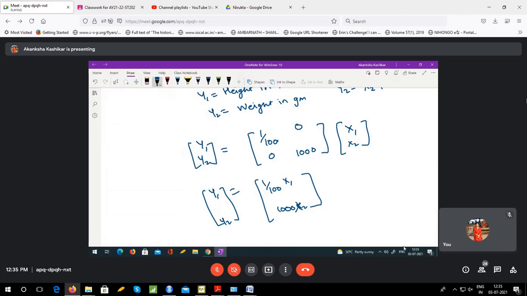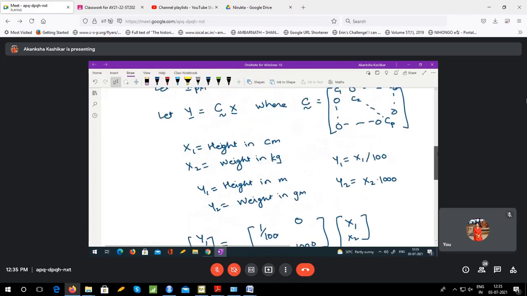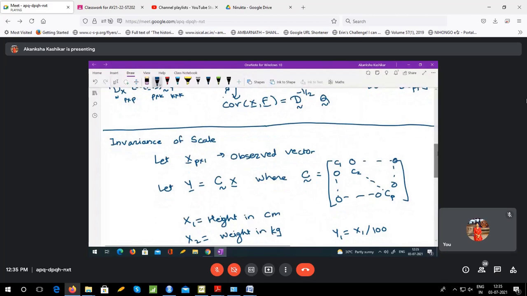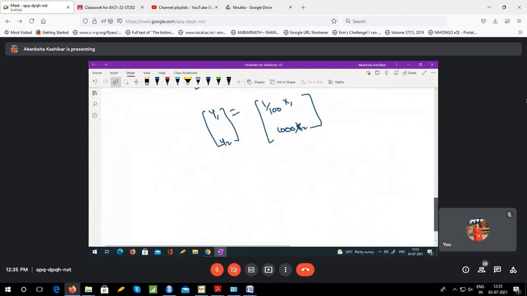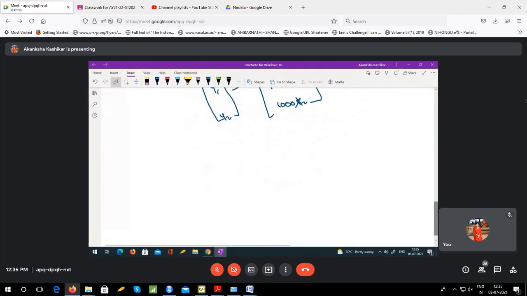So if we want to scale the variables by some constant, then yes, this is a way to do it in matrix notation: Y equal to Cx, where C is a diagonal matrix. Now what happens if I do orthogonal factor analysis on Y instead of X? Because when you carry out any such exercise, you can choose to work in any units, and ideally your results should not be affected by the units that you are working with.